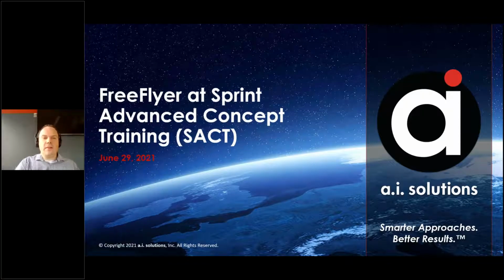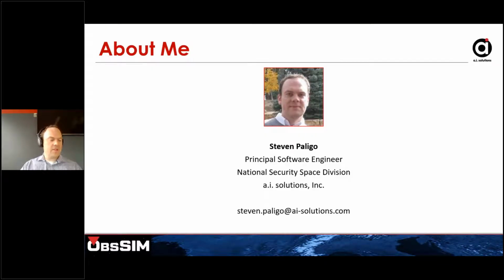Great. So yes, as you said, I will be talking about Sprint Advanced Concept Training and how we use FreeFlyer to support that. But a little bit about myself first. My name is Stephen Paligo. I'm a software engineer in the AI Solutions and National Security Space Division, which means my focus is on helping customers, users, people who are interested in space and how it relates to national security. That's my main focus, but what that really means is that I am interested in SSA and SDA.